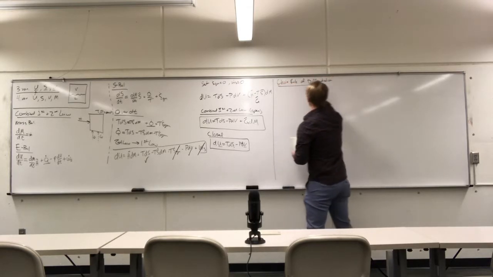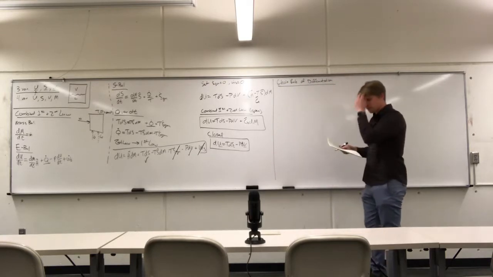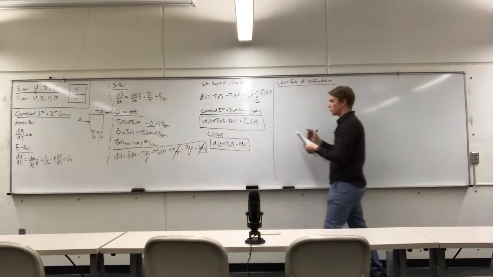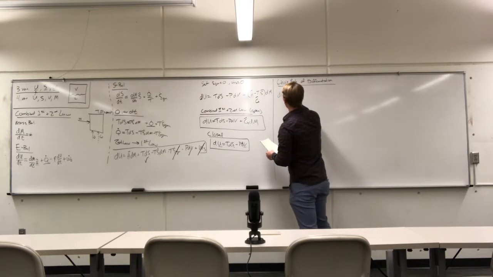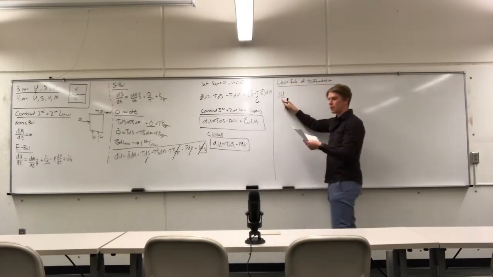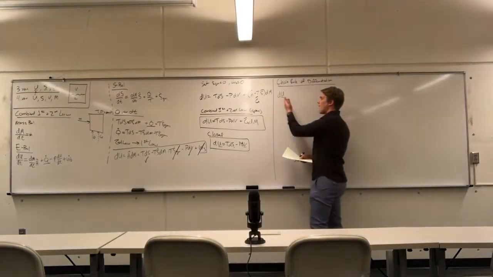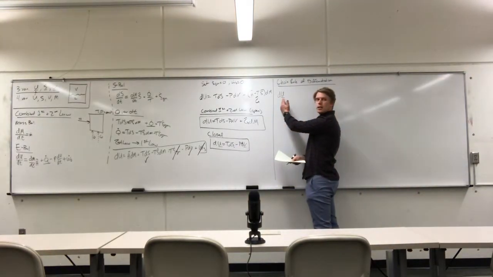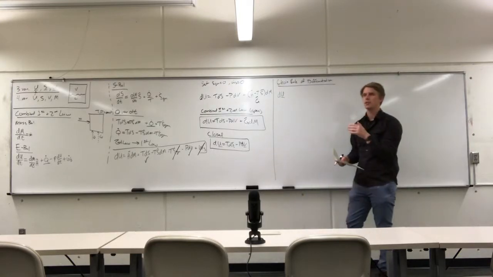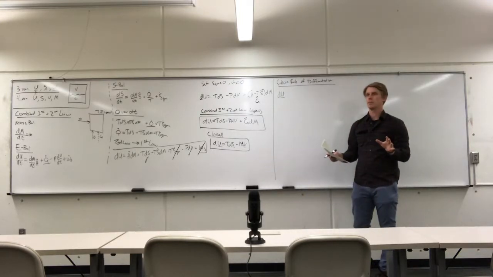Chain rule of differentiation. So, what we can use this expression, or this relationship for, is let's take any function, in this case we'll just say it's dU for the sake of simplicity. We want to know how is the rate of change of the internal energy of the system changing as a function of whatever we care about.